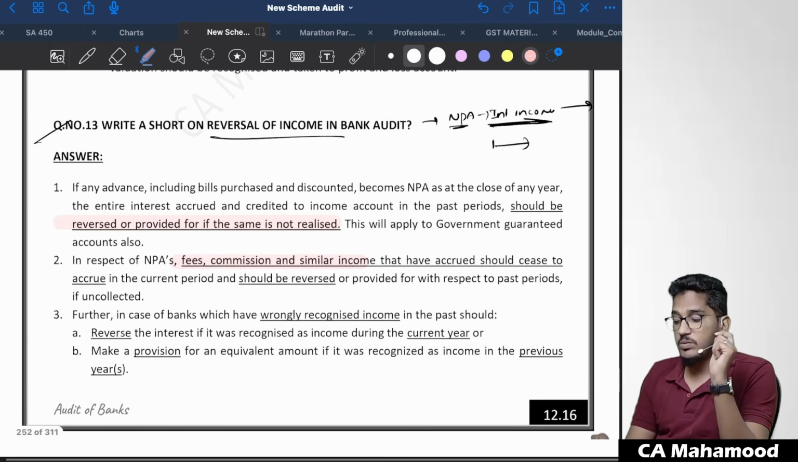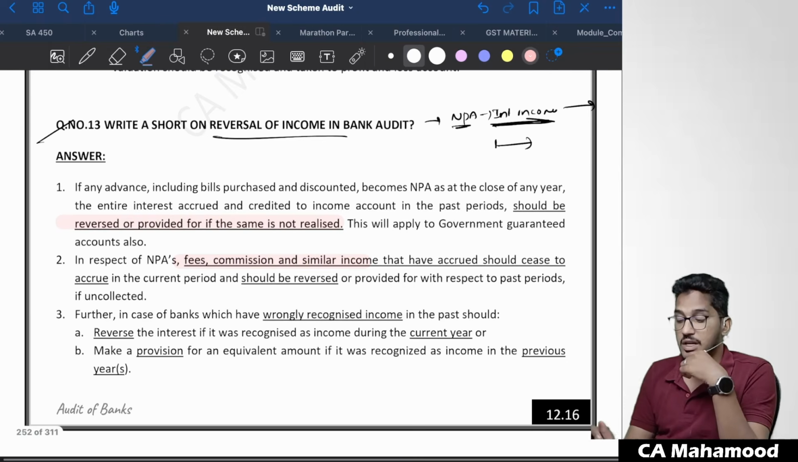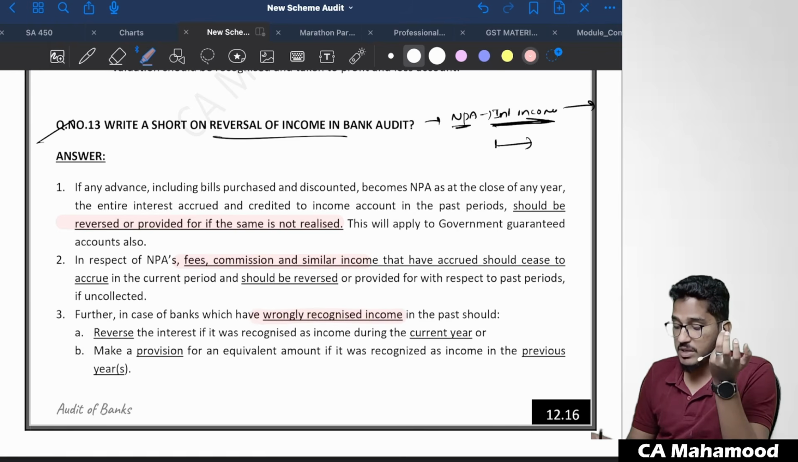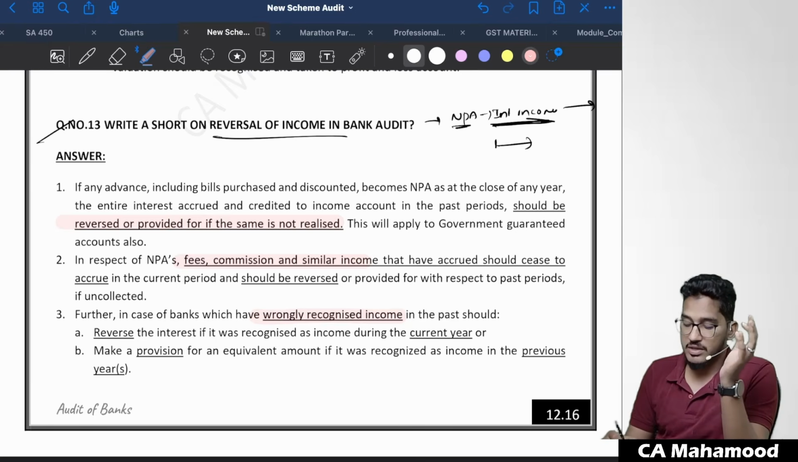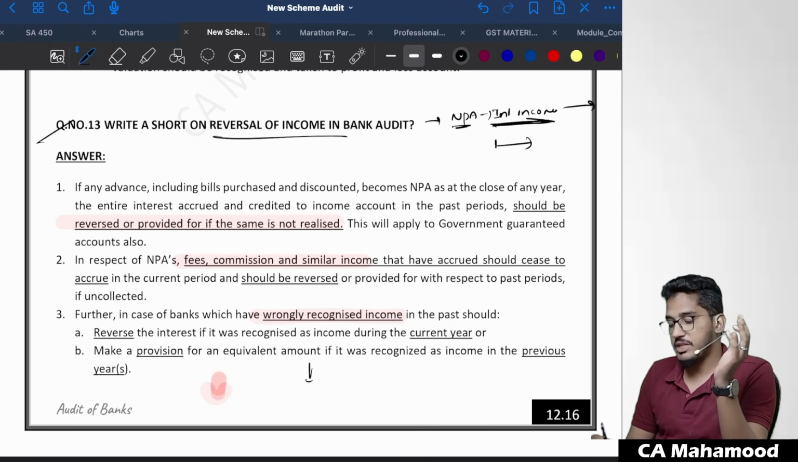And what is one more case where we will reverse the income? Generally, when any income has been recognized by mistake, then also bankers should reverse that. So for example, you have wrongly recognized income in this year, and in the same financial year you find out that mistake, you can reverse it. But sometimes what will happen is you have wrongly recognized income in one year, and in the next year you recognize that mistake. Then what should you do? You have to create a provision for that.